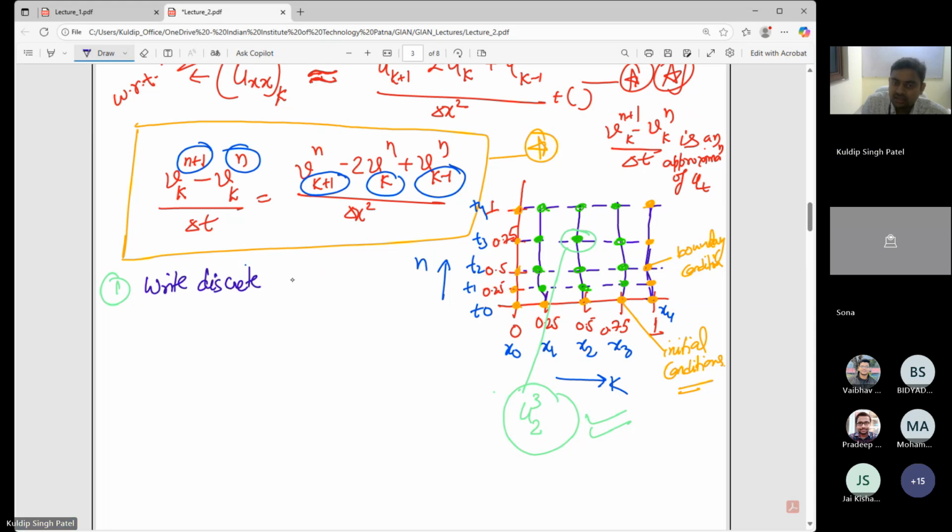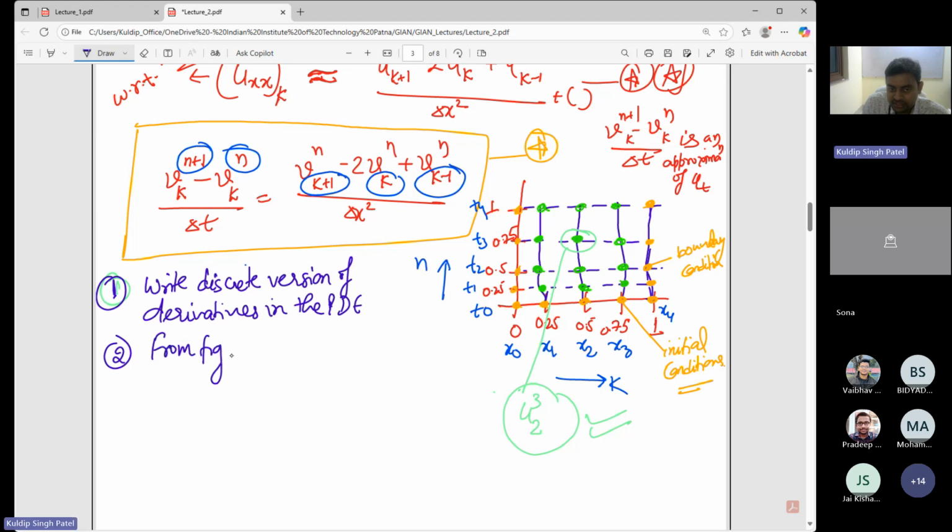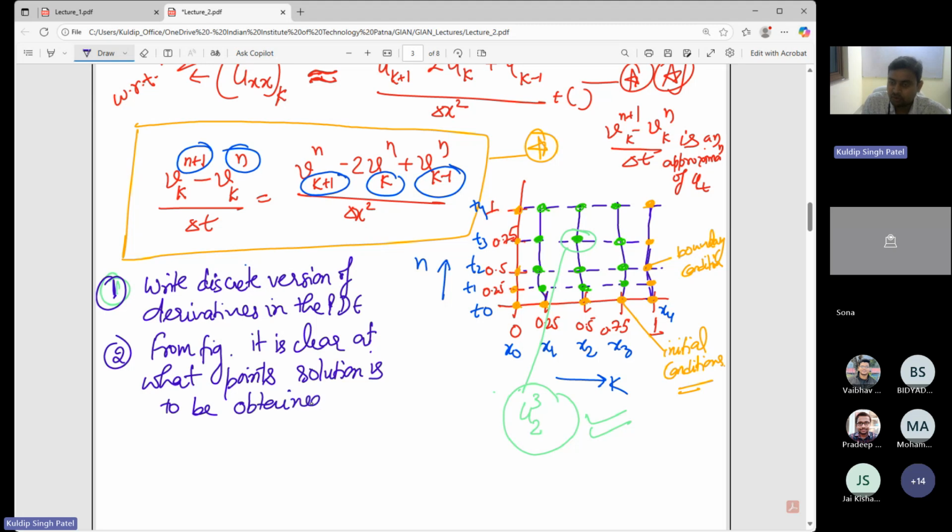the discrete version of derivatives in the PD. This is the first thing. Second, maybe from the figure, it is clear at what points the solution is to be obtained. It's not like at every point we have to obtain it. No, initial and boundary conditions are given. At what points the solution is to be obtained.